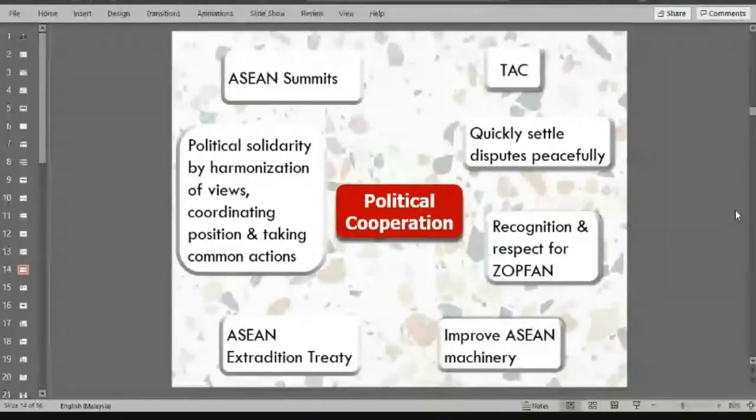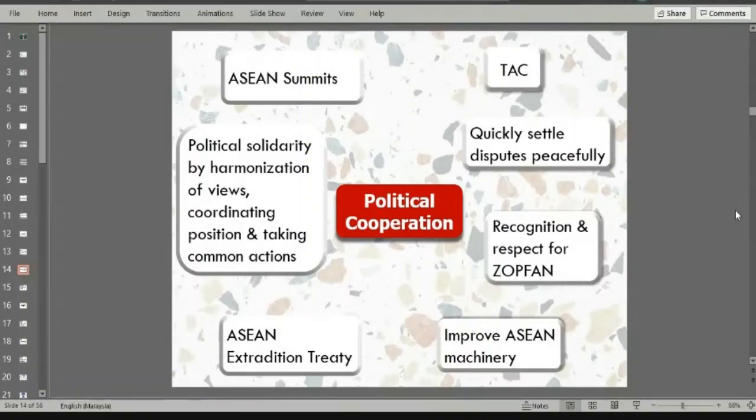And then for ZOPFAN, again, to ensure that the concept or the principle of ZOPFAN is recognized and respected, right? So not just between the ASEAN countries, they also want ZOPFAN to be recognized and respected by other countries around the world, especially the superpowers of the West and East, right? And then improve ASEAN machinery, so to improve all the different structures in ASEAN that are related to political cooperation. So they want to improve that.